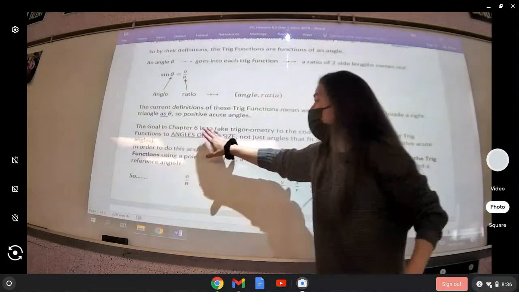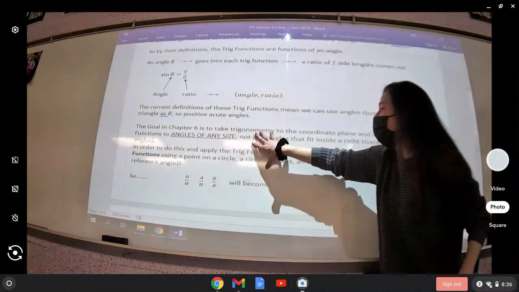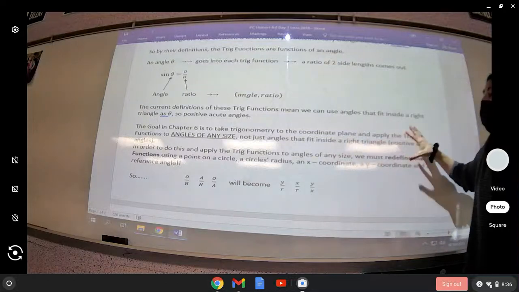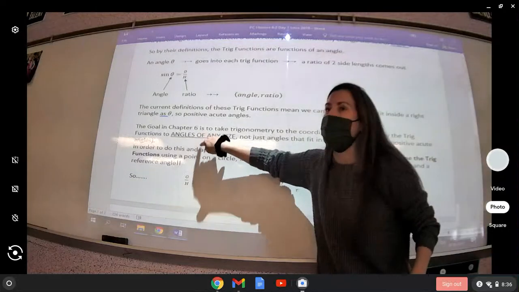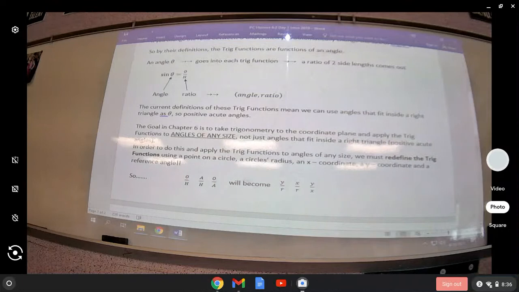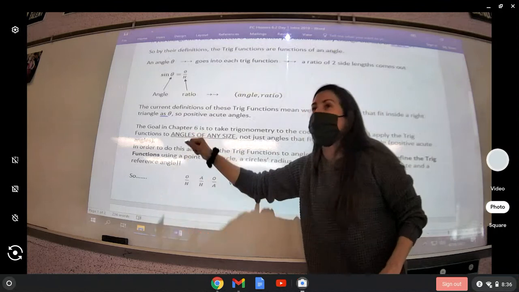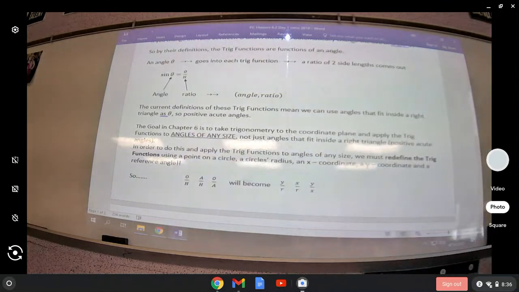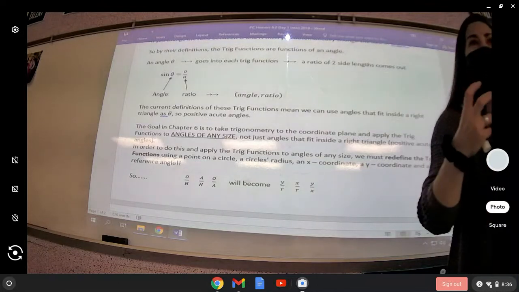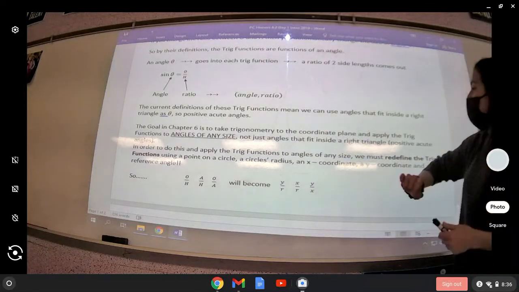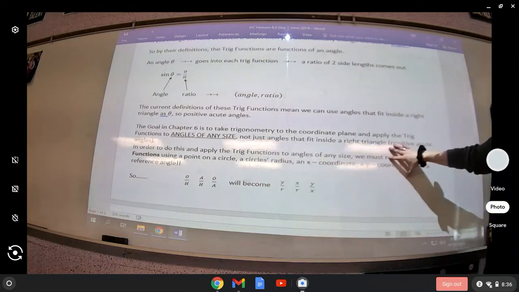The goal in chapter 6 is to take trigonometry to the coordinate plane and apply the trig functions to angles of any size. So right now, technically, you should only be able to take the sine of a 58-degree angle, or the cosine of a 63-degree angle, an angle smaller than 90. We want to be able to take the trig functions of angles of any size. So I want to be able to take the sine of an angle that's 130 degrees, but 130 doesn't fit inside a right triangle. So, where am I? So not just angles that fit inside a right triangle.